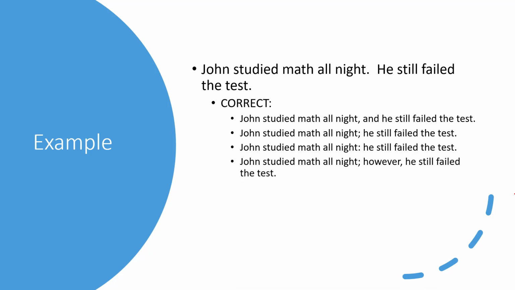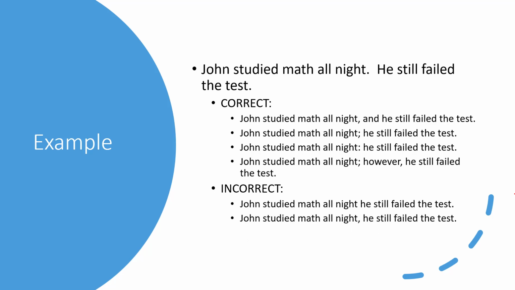You could also write, John studied math all night; however, he still failed the test. All of those are correct ways to join two sentences. Again, what you want to avoid is no punctuation between those two complete thoughts, which creates a run-on, or just a comma. The comma is not enough division. You have created a comma splice.